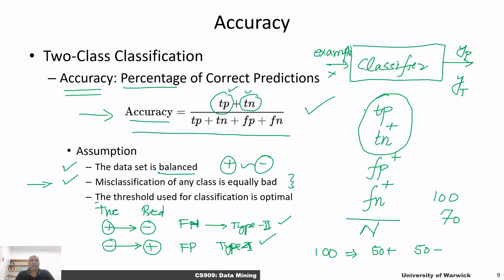Then there is this third assumption that I've put over here, that the threshold used for classification is optimal. What threshold, and what does that even mean? We've talked about support vector machines and perceptron, which are linear classifiers, right? They can produce a prediction label whether something is above the line or below the line. If something is above the line, we say that it is the positive class, and if something is below the line, then we say it is predicted as negative.